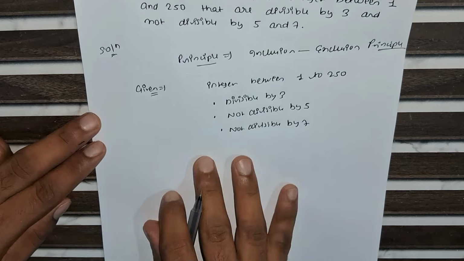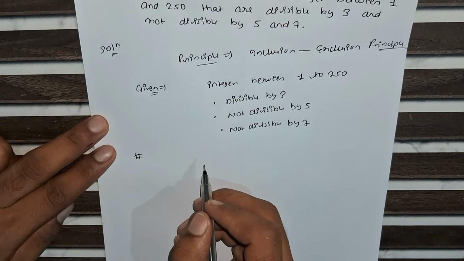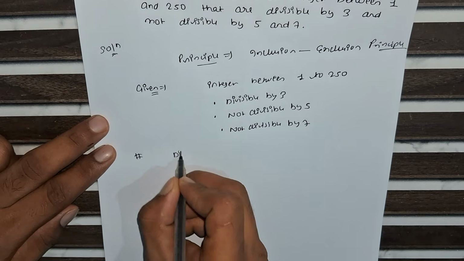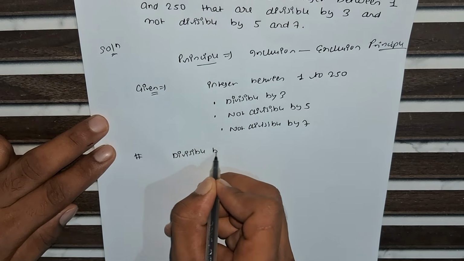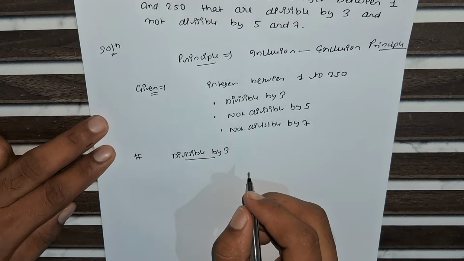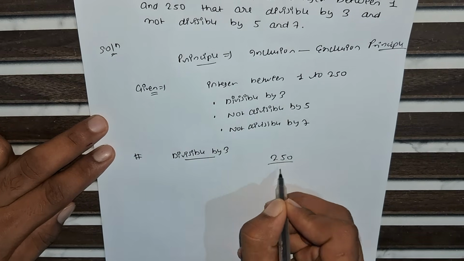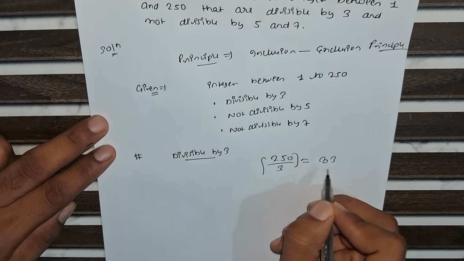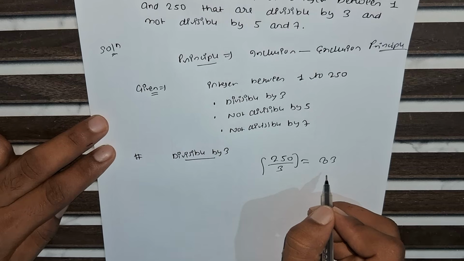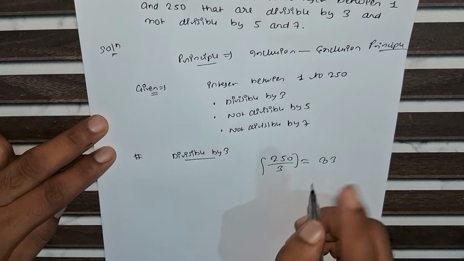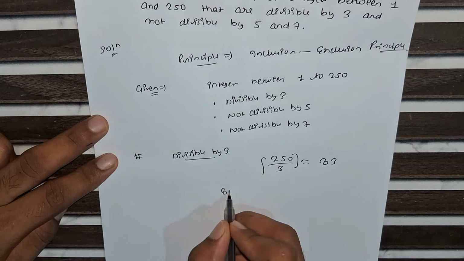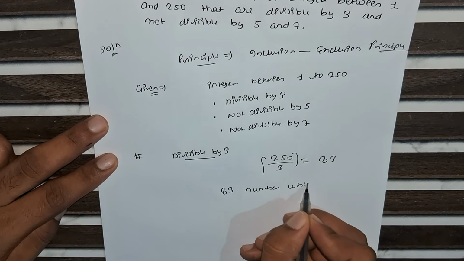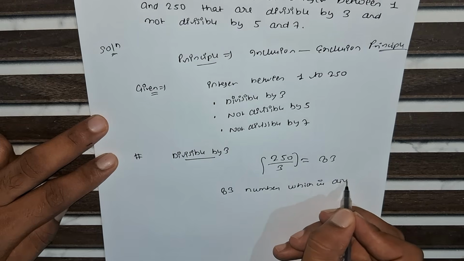So first we are finding the number of integers which is divisible by 3. It means the number of integers is 250 divided by 3. So when you solve, you will get around 83. So 83 is the number of integers which are divisible by 3 between 1 and 250.